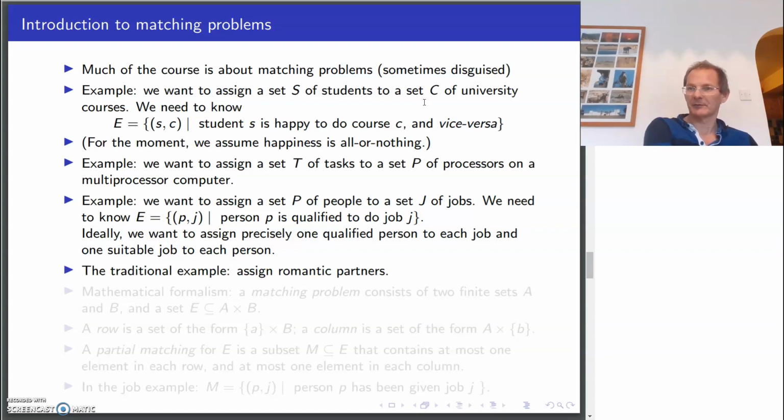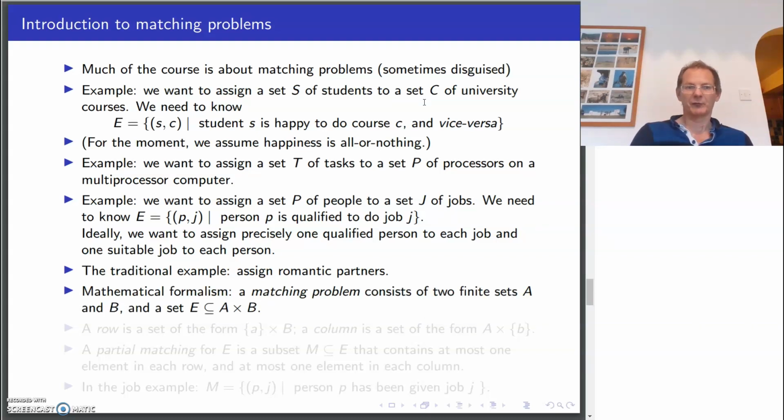A traditional example of matching problems is about just assigning romantic partners to people. And so one of the key theorems that we're going to be proving is called Hall's marriage theorem. It's called that because it was originally formulated in the context of assigning romantic partners, but we're mostly going to be formulating things in terms of assigning people to jobs. Of course, it's a key part of the theory that it doesn't really matter what the details of the application are. It's a whole bunch of different problems that are mathematically identical, and we can apply the same mathematical theory in different settings. So what is our mathematical formalism?